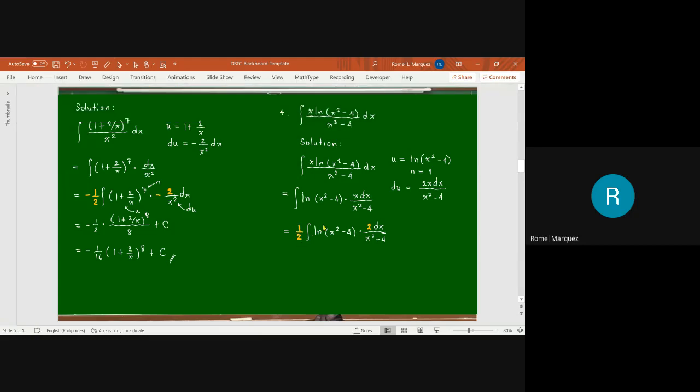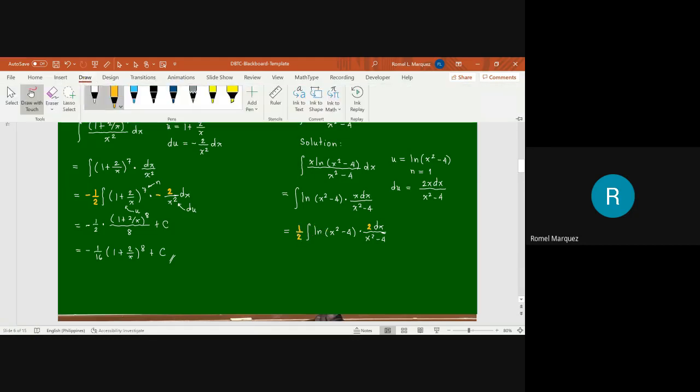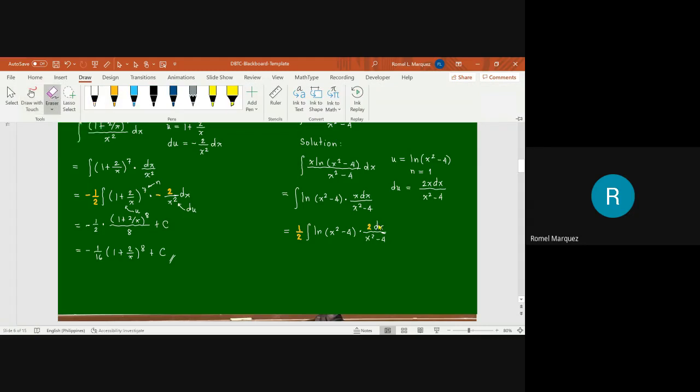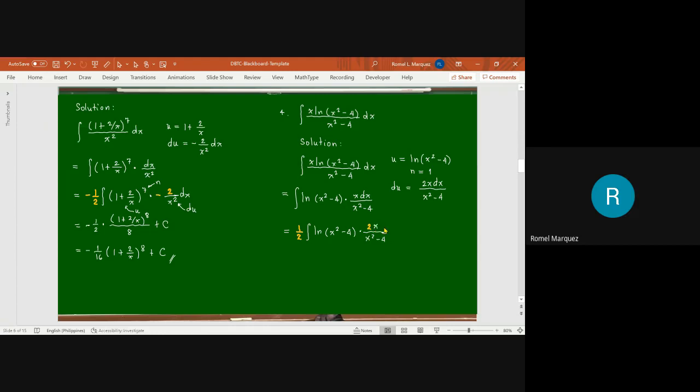Okay now, guys? So let's now read. So this is 1/2, copy. Integral of u, that is our u, the ln. What is our n? Our n is supposed to be here, which is 1, the whole exponent of ln. And this is our du. Is that correct, children? Yes, sir. What is supposed to be the answer, guys?